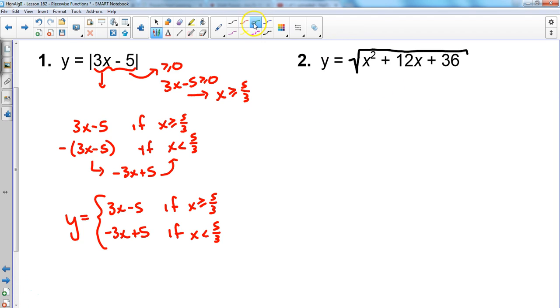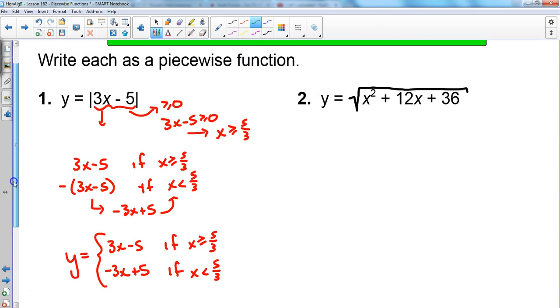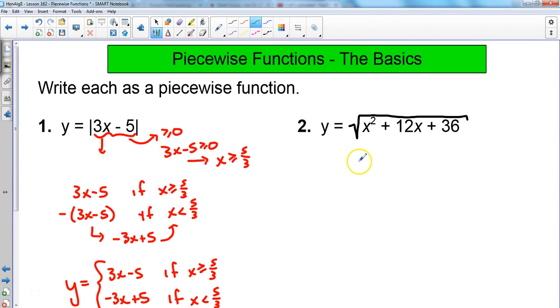So example number 2, a little bit more interesting, and it'll simplify to something that's pretty familiar, hopefully for you. But what we want to do is a little bit of simplification first. So we have this square root function, and underneath the square root is the argument, x squared plus 12x plus 36. So hopefully you recognize that that thing is factorable, and it factors into something that looks like this. So y equals the square root of (x plus 6) squared. Well, I can simplify a little bit farther than that.